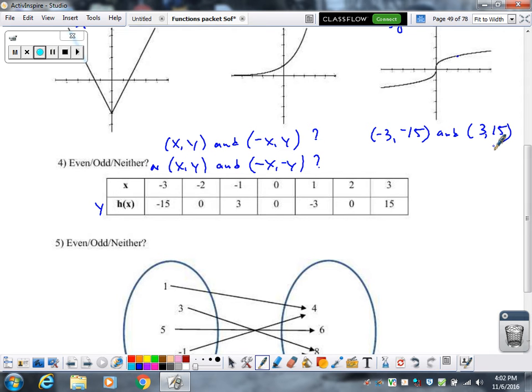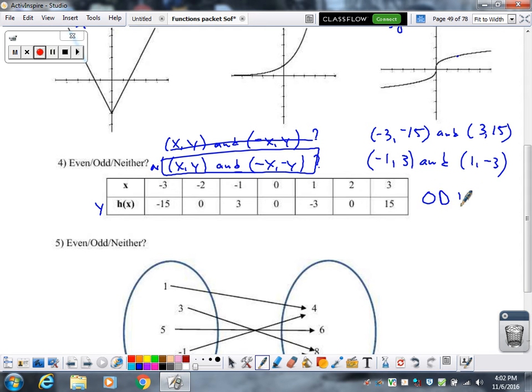Let's look at another one, see if we can find a pattern. Usually try to stay away from zeros because zeros are hard to negate to see if they're actually negated. Let's look at another point. We have negative 1 comma 3, that's on the graph, and we have the point 1 comma negative 3. Do you see a pattern? Is it just the x value that's negated, or are they both negated? Hopefully you're saying to yourself that they're both negated. So since they're both negated, that means that it is an odd function.